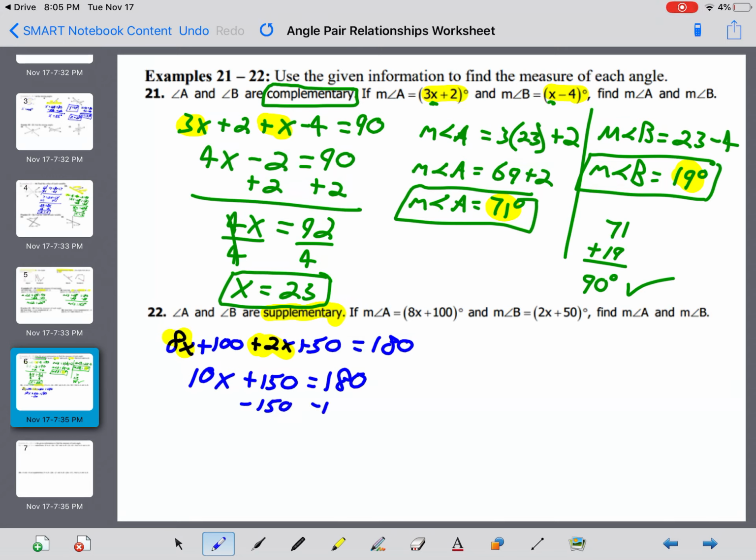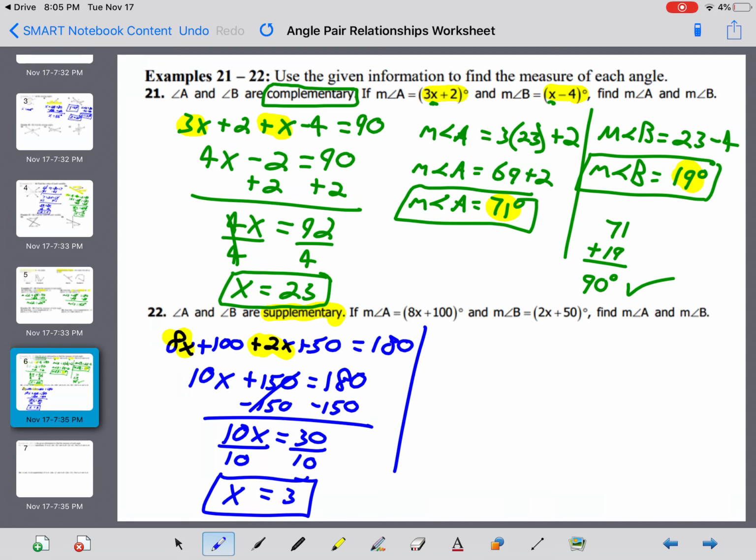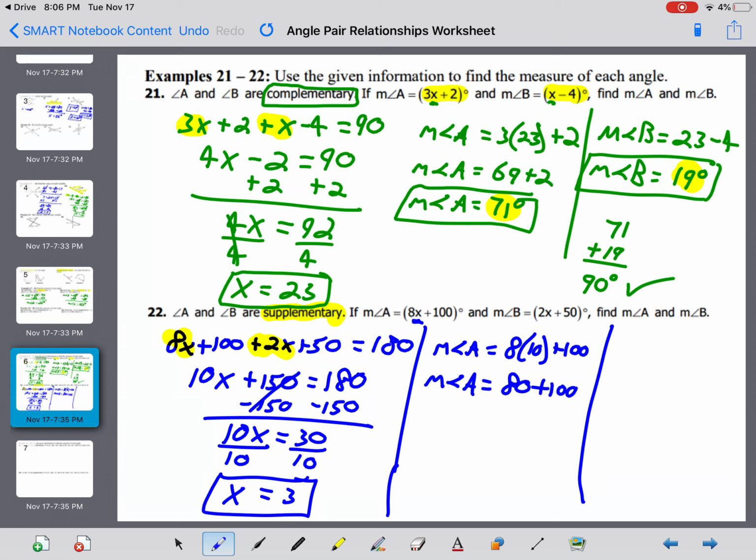I'm going to subtract 150 on both sides. And 10x is equal to 30. Divide by 10 on both sides. X equals 30 divided by 10, which is 3. Again, I have to plug that x value in for the measure of angle A, which is 8 times 10 instead of 8x. 8 times 10 plus 100. The measure of angle A is 80 plus 100.